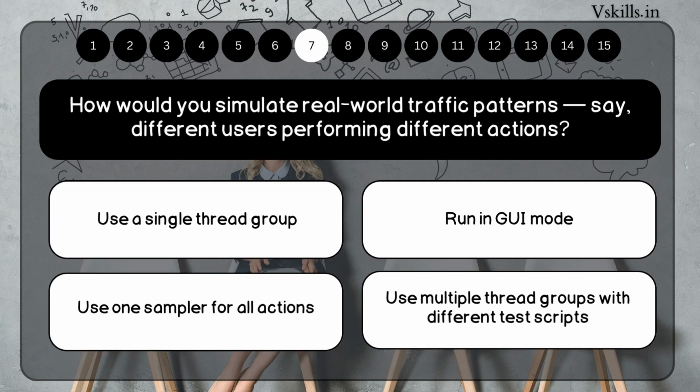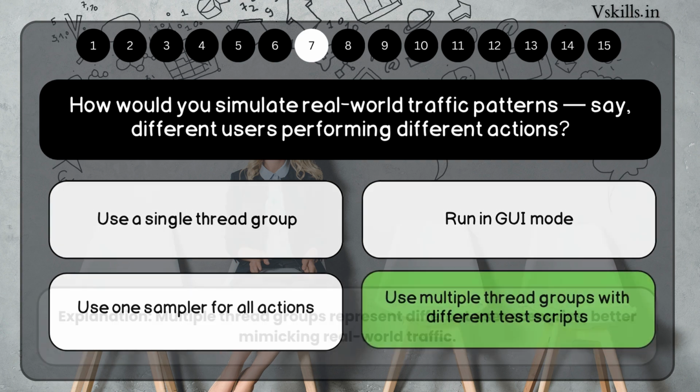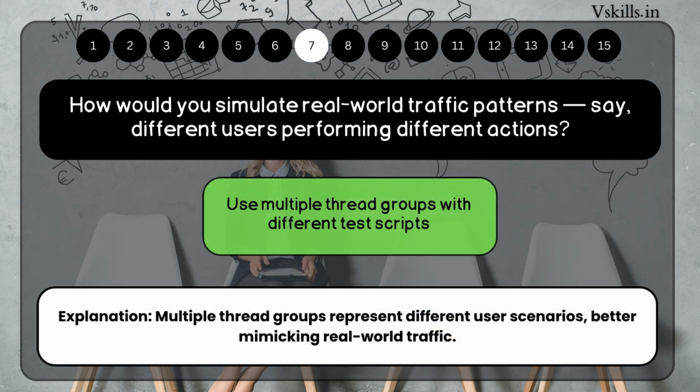Question 7. How would you simulate real-world traffic patterns, say, different users performing different actions? The correct answer is use multiple thread groups with different test scripts. As multiple thread groups represent different user scenarios, better mimicking real-world traffic.